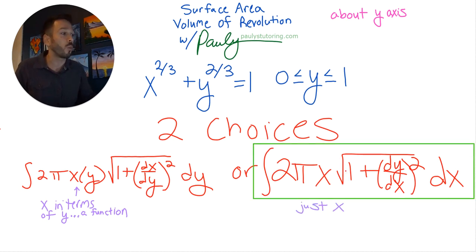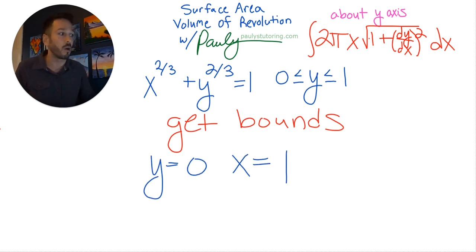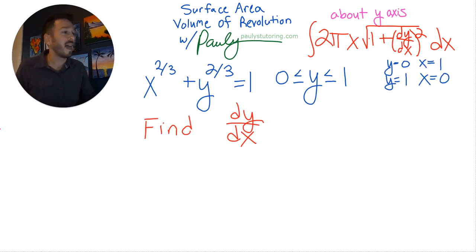So we're going to use the one on the right because we don't want to deal with that whole additional function in addition to the root. We just want x. So that'll make this integral easier to integrate. Okay, first get the bounds. Because it's dx, they will be x bounds. So we plug in y is 0, we get x is 1. And then we plug in y is 1, we get x is 0.